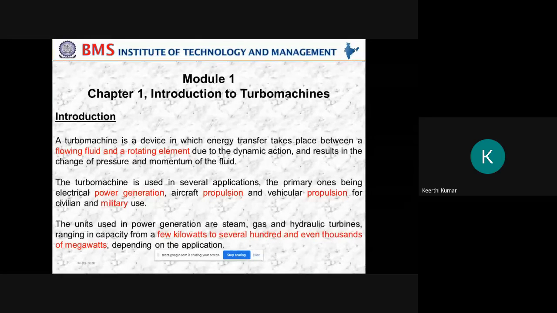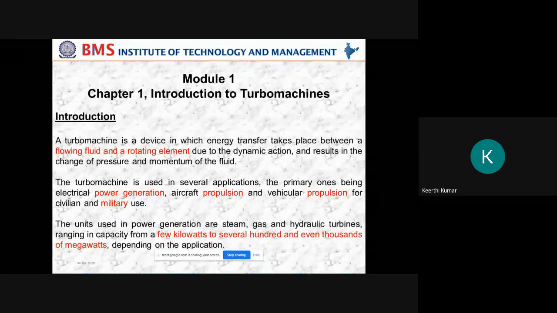Then coming to the hydraulic turbine. If it is a hydraulic turbine, the water is allowed to flow from the dam to the turbine. So the working fluid is the water, and there is a rotating element. If I allow the water to flow over the turbine, what will happen? The shaft and the blades will start rotating. That means there will be a rotating element. So again, the hydraulic turbine is considered a turbo machine. Like that, you take any rotating element, and any fluid which is interacting with that rotating element can be considered a turbo machine.